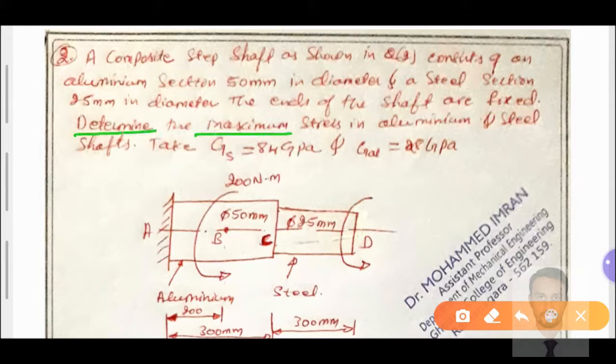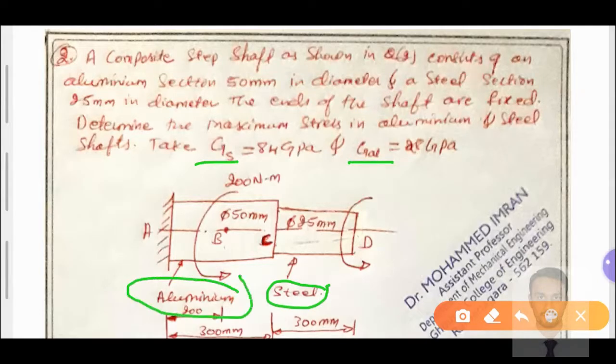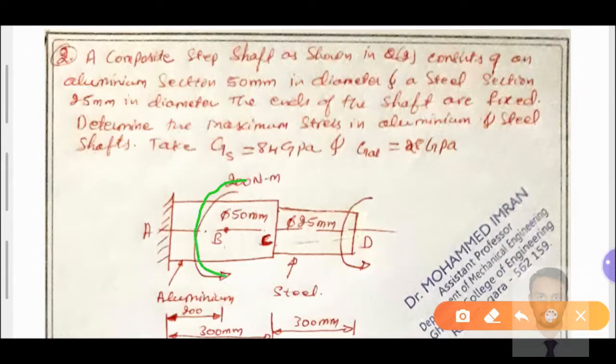Then determine the maximum stress in the aluminium and steel shaft. Take rigidity modulus GS equal to 84 gigapascals. GS means the rigidity modulus for steel material. GAL means the rigidity modulus for aluminium material, 28 gigapascals. And a torque has been applied on the aluminium material at point B, at a distance from the fixed point A to point B of 200.